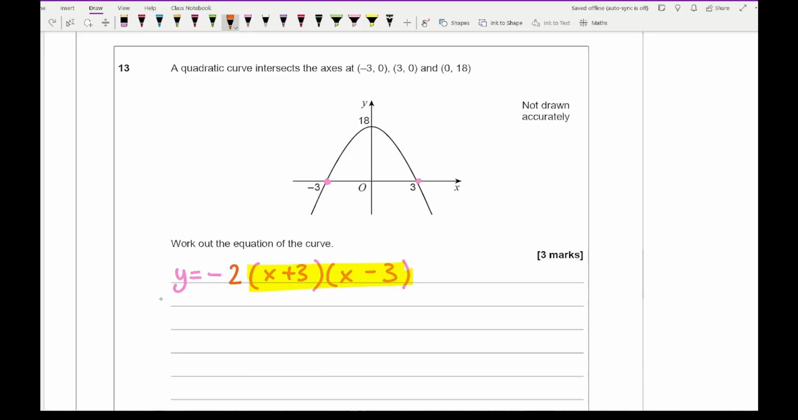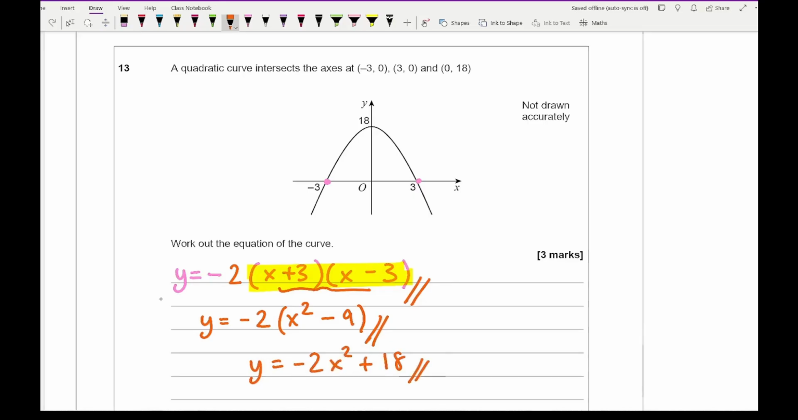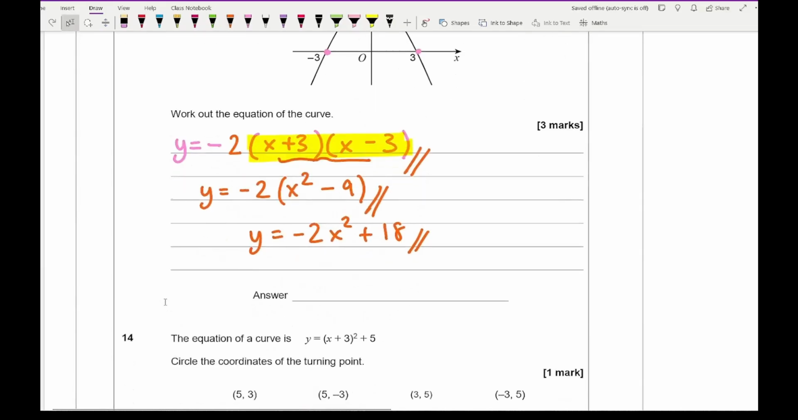So this then becomes the equation y equals minus 2, and then it's going to be (x plus 3)(x minus 3), and then we can recognize that this is a difference of two squares, so we can either leave it as that, or I can write x squared minus 9, in which I could write my answer as either of those two, which would be fine. You could also expand it out, so I can end up with y equals minus 2x squared plus 18, and that would be fine as well. So any of those three would be fine to get 3 marks.